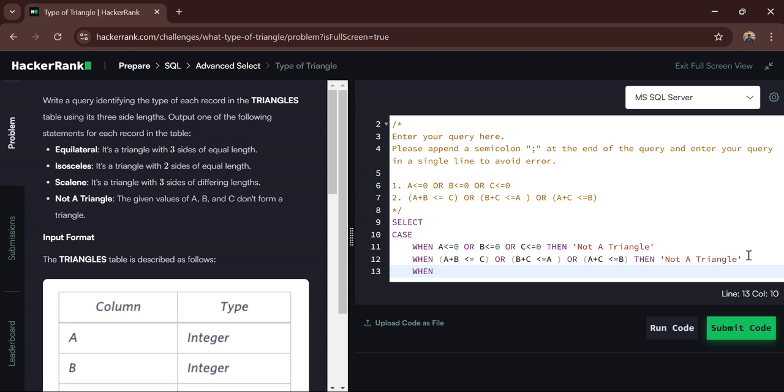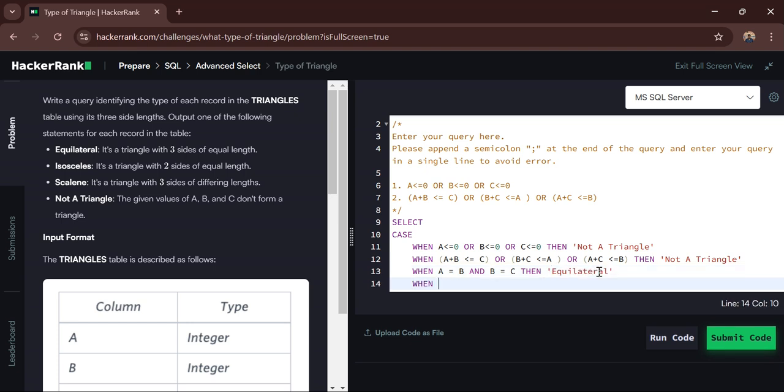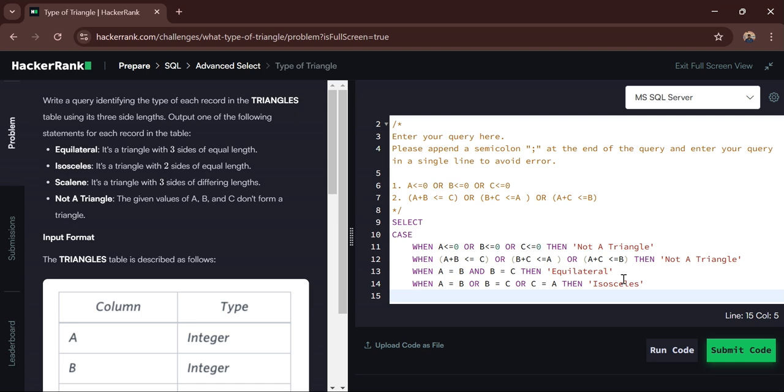Now writing for equilateral. Equilateral means all three sides are equal, that means a equal to b and b equal to c. You can write a equal to c as well, that will not affect anything. Then equilateral. Now I'm writing for isosceles. Isosceles means any two sides will be equal, that means a equal to b, or b equal to c, or c equal to a, then isosceles. And if the triangle is not following any of the above four conditions, then that is a scalene. We can simply write else scalene.